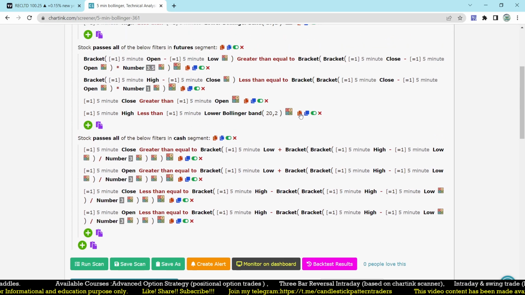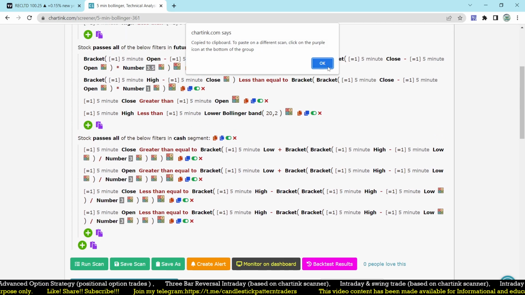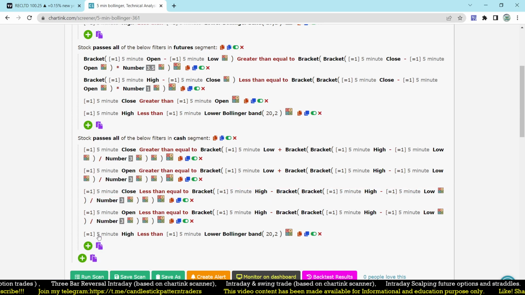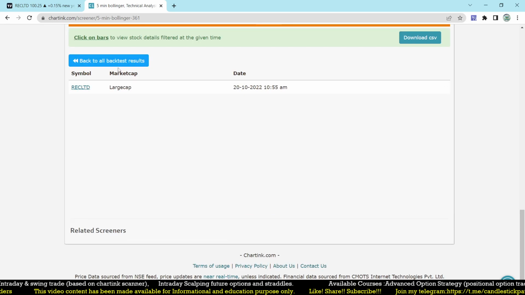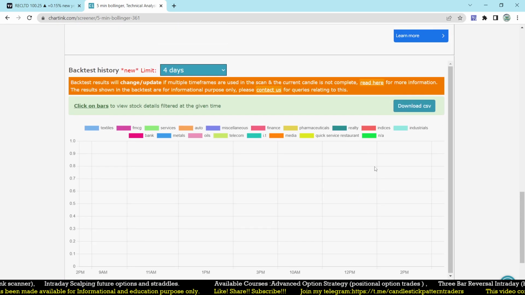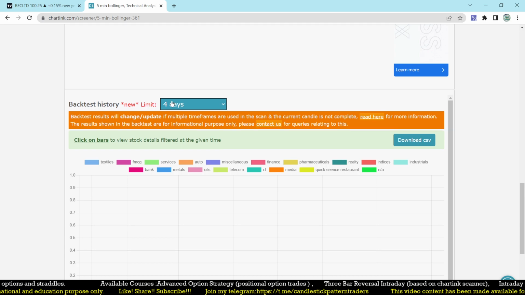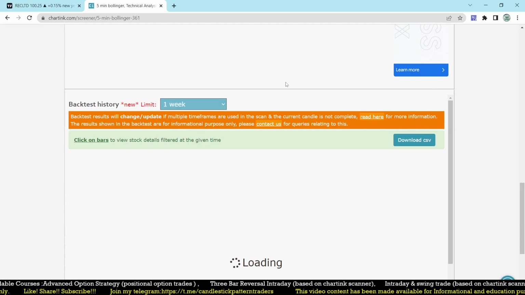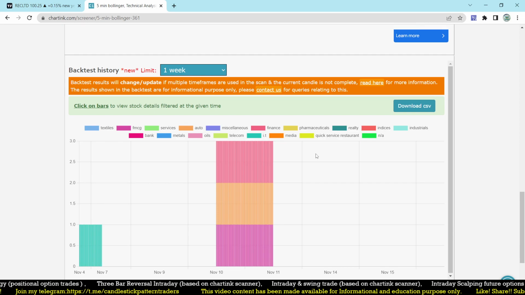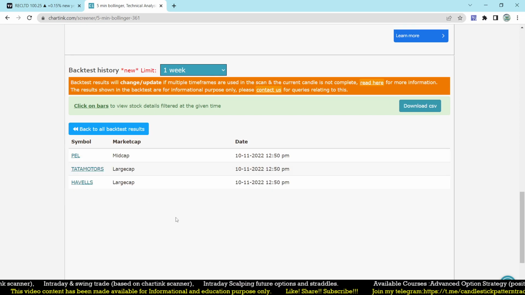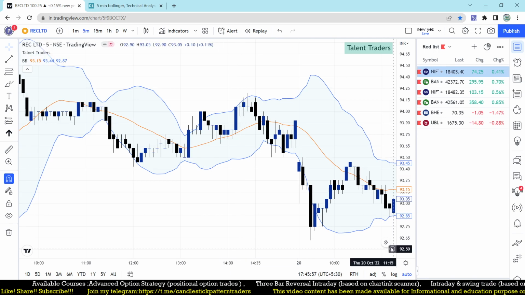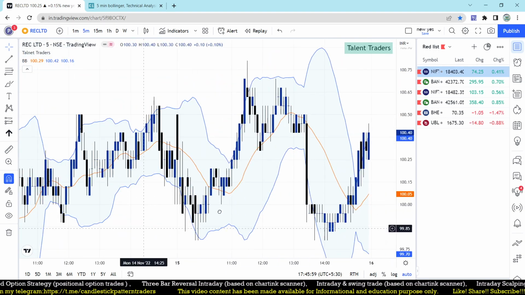Let me copy this line because it's the main line. Correct. Yeah, so we created it. Now if you run the scan, check what stocks come up. In the last 4 days, did we get any big doji? Yes. On 10th November, we have 3 more stocks: PEL, Tata Motors, Havells. These are the stocks that we are going to check. 10th November, recent trades.